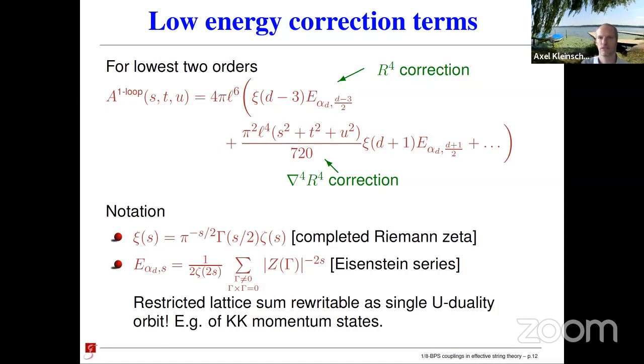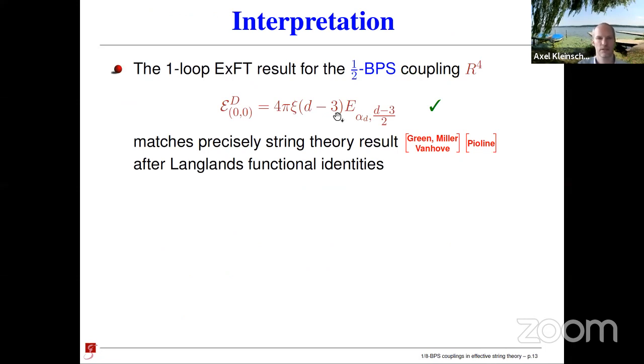Now this is the result that you find, and you can compare it to what was known in the literature by other methods. For example, if you go to this R^4 coupling that I had on the previous slide and compare it with what was known, you will not immediately recognize it, but there are identities called functional relations in the theory of automorphic forms that allow you to check that this is the exact correct result.